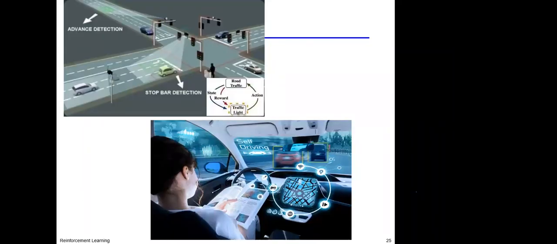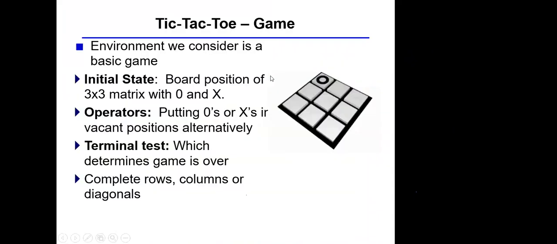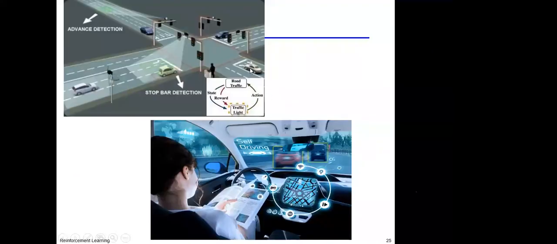An example of the self-driving car we have discussed: advanced detection and the stop bar. Basically, this is what they are doing on the road with traffic, what actions they take, the traffic signal and all these things, as you go ahead.